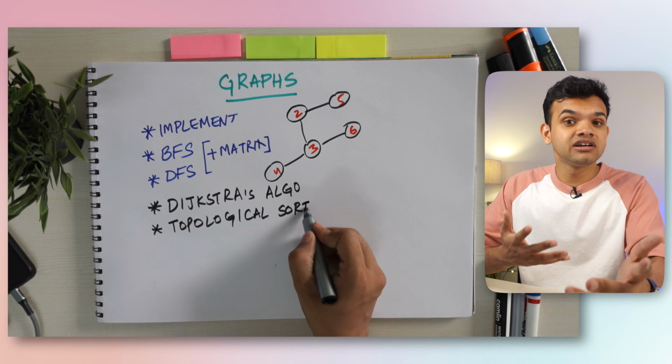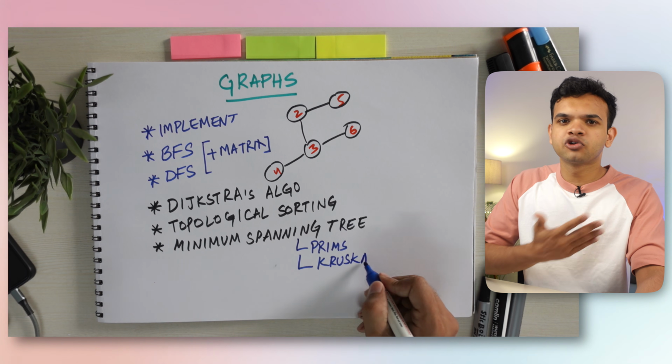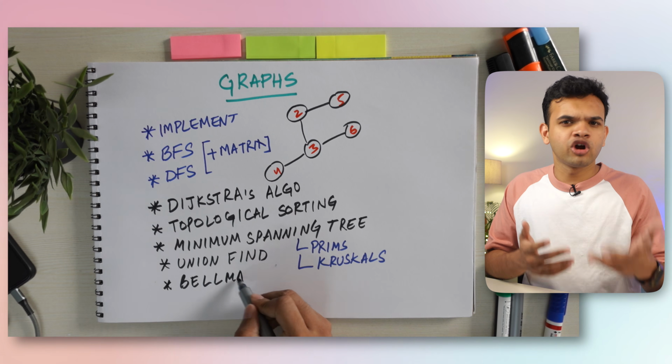Other than that, you should try to implement Dijkstra's algorithm, which I've been asked in so many interviews that I can't even count, including the interview that I gave to Google. Similarly, learn about topological sorting, minimum spanning tree, Prim's algorithm, Kruskal's algorithm. You'll also learn about union find algorithm. Some other algorithms that I haven't been asked but are good to know are Floyd-Warshall and Bellman-Ford. So Google all these terms, get to know what they mean, and try to implement them.